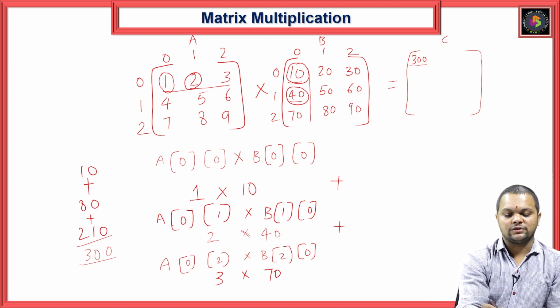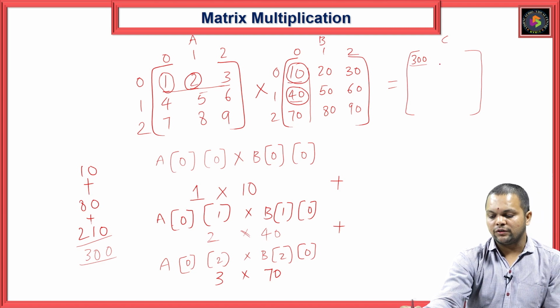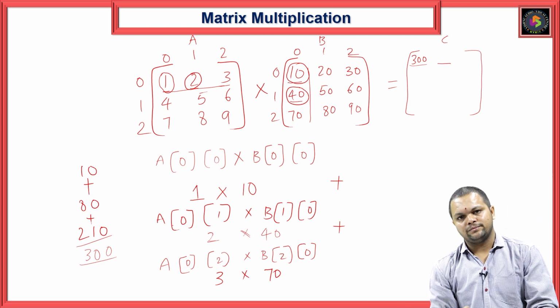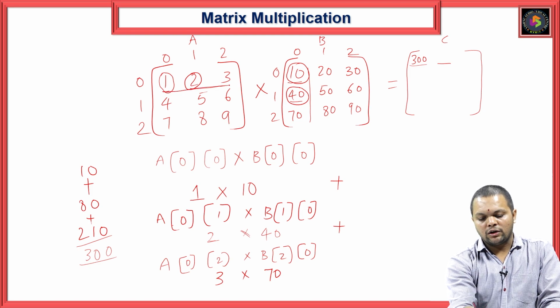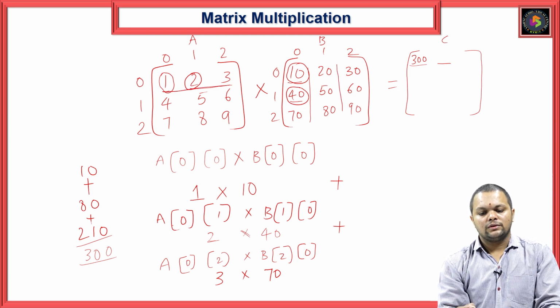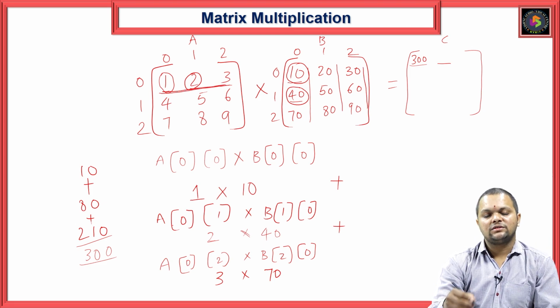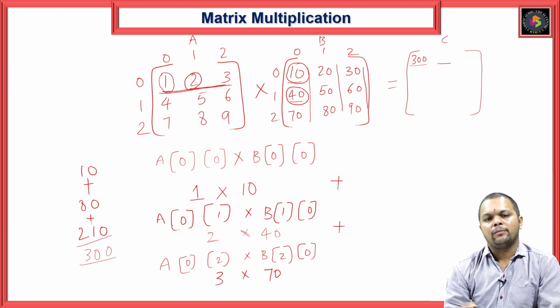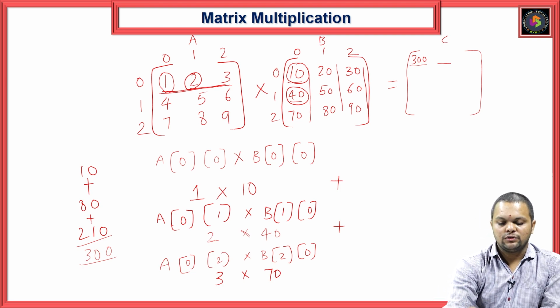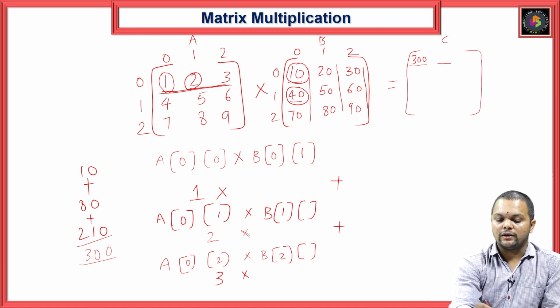After going to the next iteration, if I want to find the value of C at this particular position, C of 0, 1, again I need to multiply all this with the second column. Again I need to multiply this line with the third one. So this is the process of taking multiplication one by one in order. In the next iteration, A of 0, 0 is multiplied with B of 0, 1 at this position. Again A of 0, 1, this 2, is multiplied with 50.